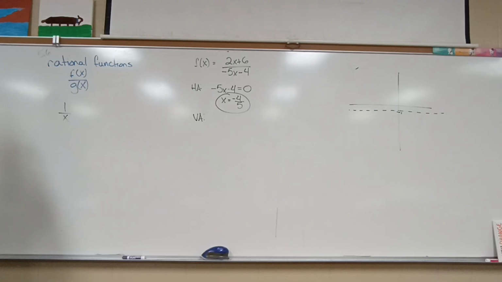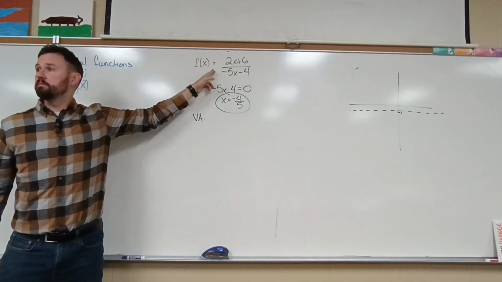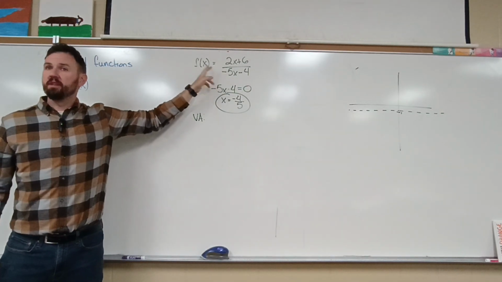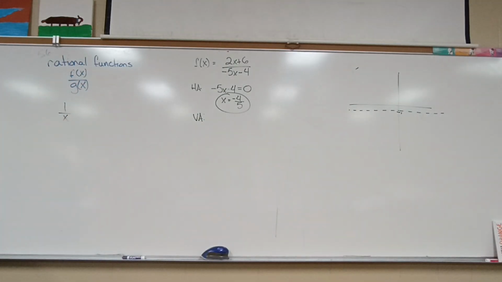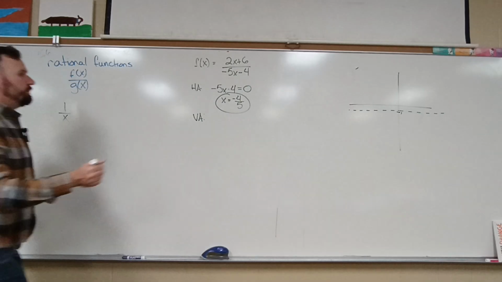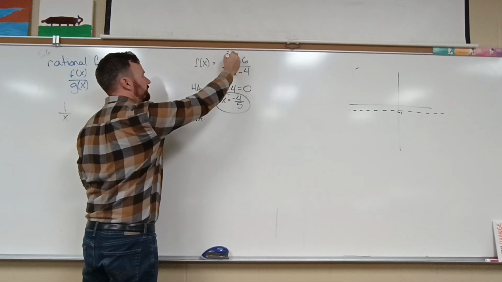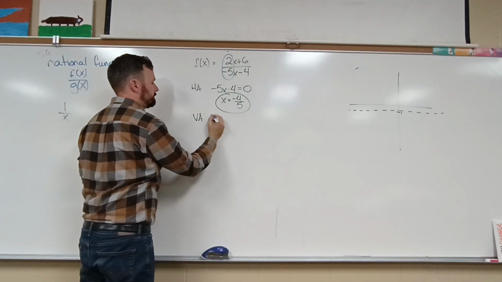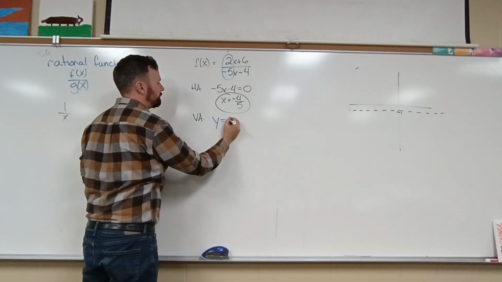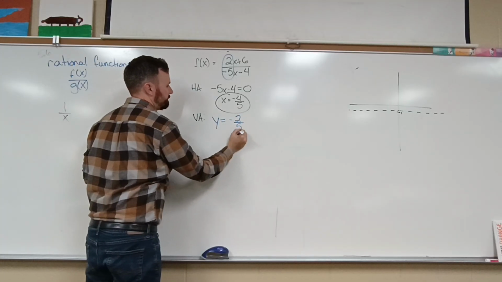Any math required for the vertical asymptote? No. Are my degrees the same on the top and the bottom? Yep. Am I going to do that for you on the test? Yeah, for this class. Maybe not in the future. So what do I look at? The leading coefficients. So the vertical asymptote is y equals negative 2/5.